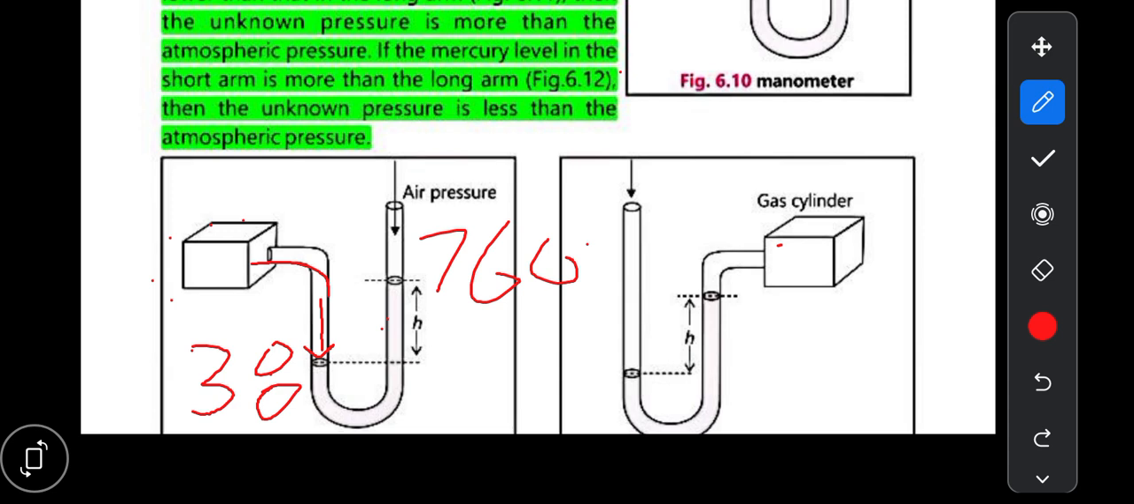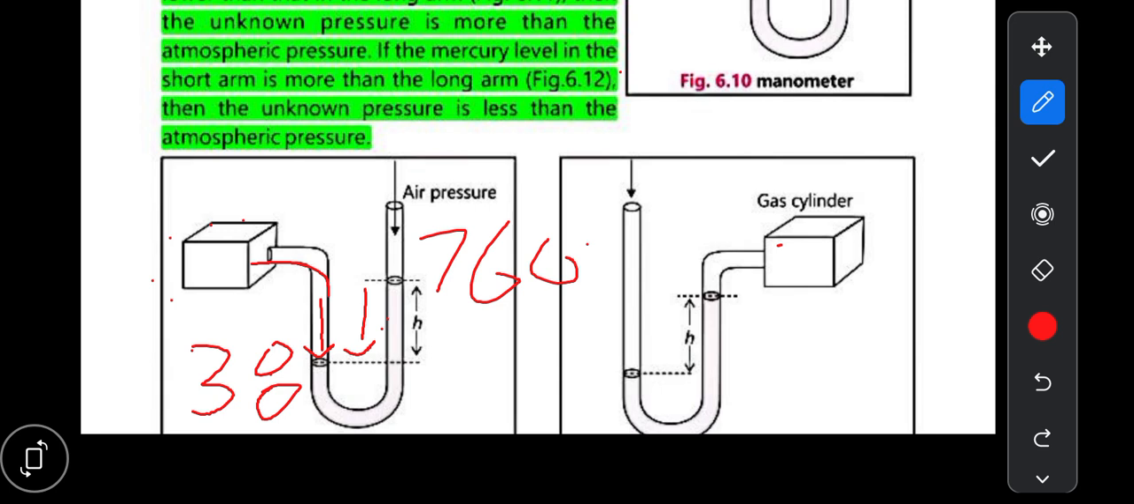Now, what is the pressure of this gas? You can measure by comparing the heights. Like, subtract 38 from 760, then the value will indicate the actual pressure of the gas that is present in the cylinder. So, by comparing the level of the liquid that is present inside the glass tube, you can explain the pressure of the unknown gas.